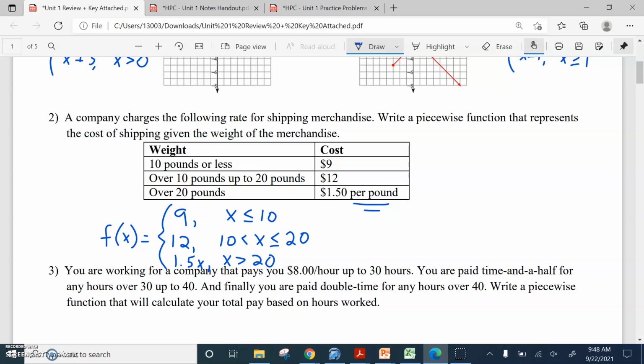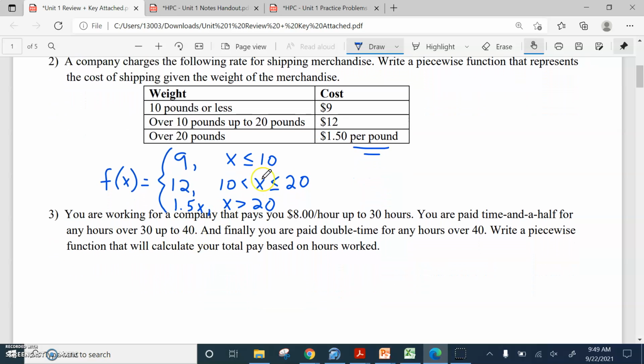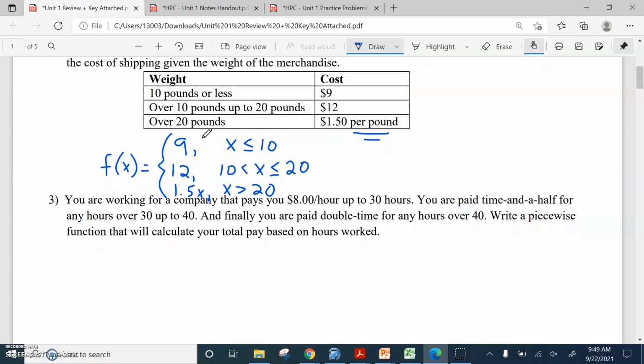The reason it's unrealistic is if you weigh 20 pounds, you're charged $12. If you weigh 21 pounds, 21 pounds times $1.50 a pound, you are now being charged over $30. But if you were to come in 1 pound lighter, your charge would be $12. But again, we're writing it as it says, $1.50 per pound over 20 pounds.